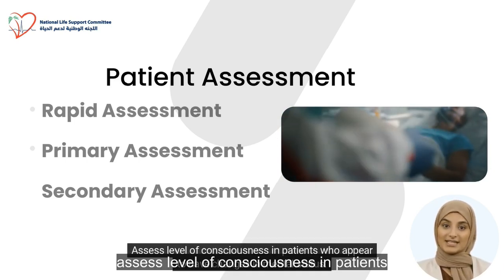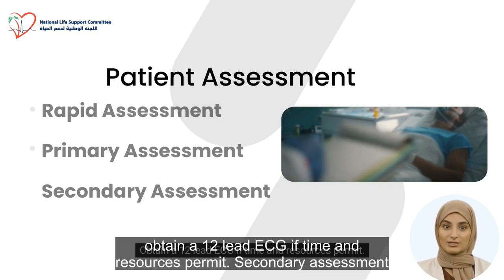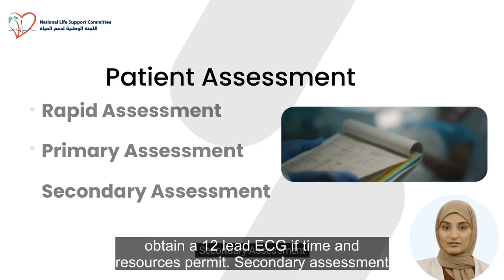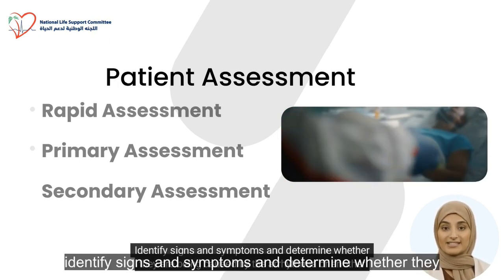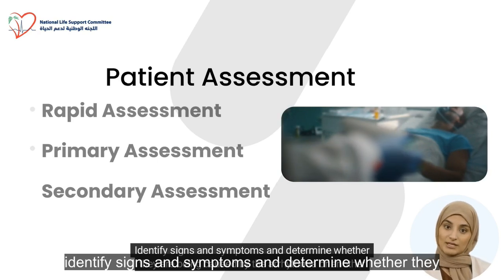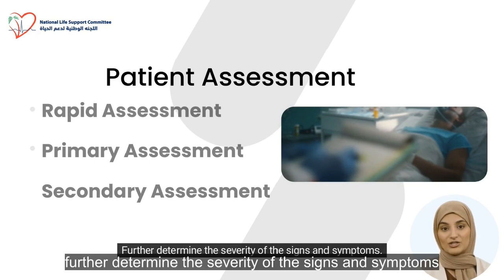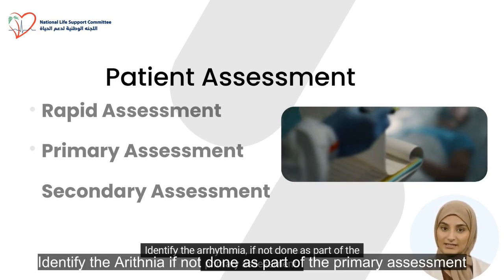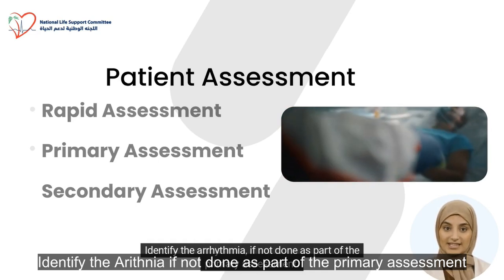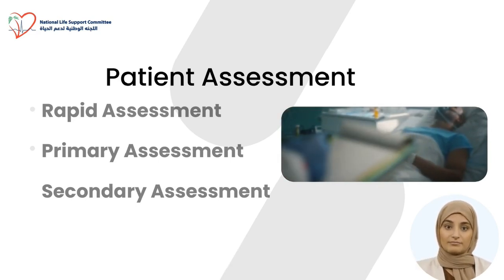Assess level of consciousness in patients who appear to have changes in mental status. Obtain a 12-lead ECG if time and resources permit. Secondary assessment. The goals of the secondary assessment are to identify signs and symptoms and determine whether they are being caused by the arrhythmia or another condition. Further determine the severity of the signs and symptoms. Identify the arrhythmia, if not done as part of the primary assessment. Identify potentially reversible causes of the arrhythmia.